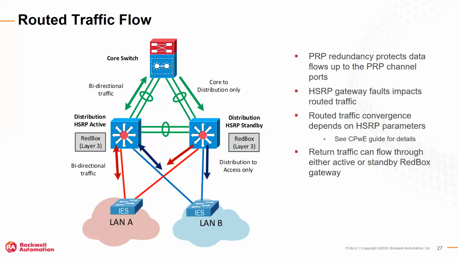This example goes into some detail about how the traffic flows. It goes through the distribution active switch, up to the core switch, and then back down through the distribution switch, and depending on which one is active is the one where the data flows through.